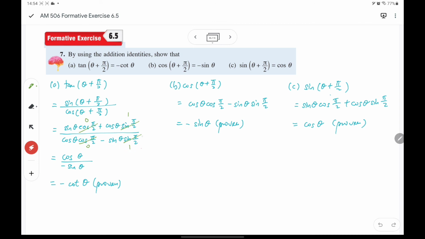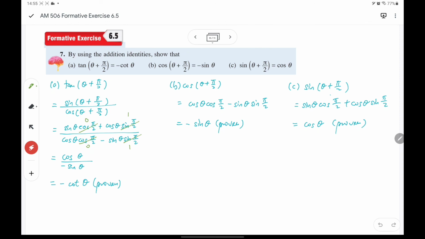So we have cos pi over 2, which is 0, and sine pi over 2, which is 1. So now we have sine theta times 0, which is 0, plus cosine theta times 1, which is cosine theta. So on top, we are left with only cosine theta. Below, cosine theta times 0, which is 0, minus sine theta times 1, negative sine theta. So we have negative cosine theta over sine theta, where we get negative cotangent theta, proven.